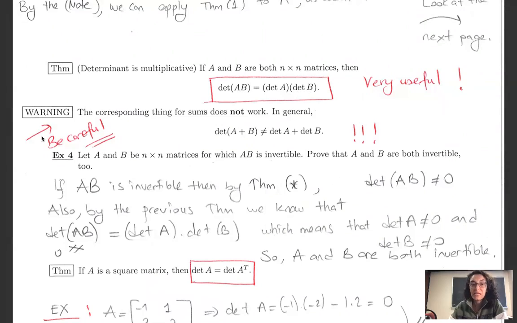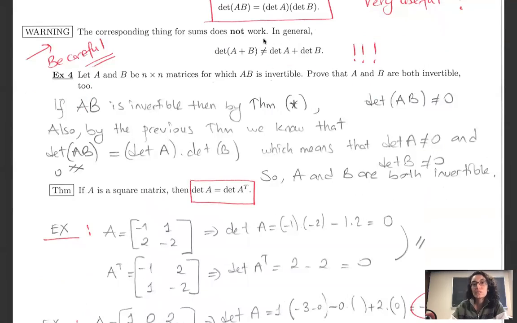But you can't say the same thing for the addition operation. I mean, determinant of A plus B will not be equal to determinant A plus determinant B. I mean, it's not always equal. You might, of course, find some matrices for which the equality holds, but it's not the general case.